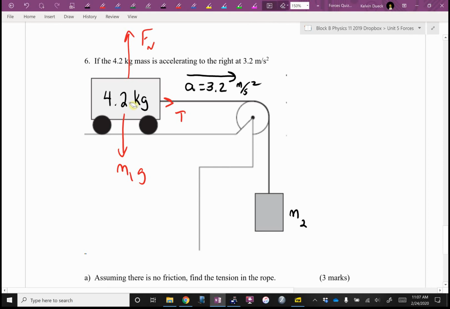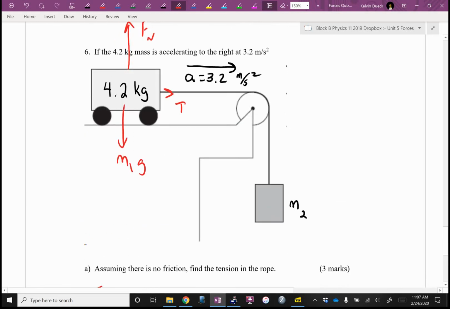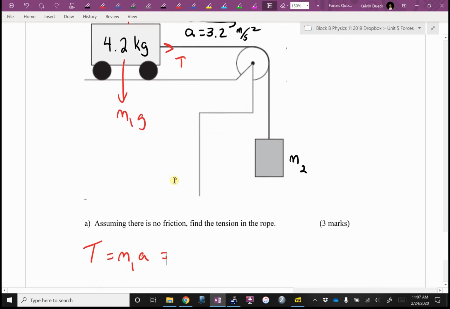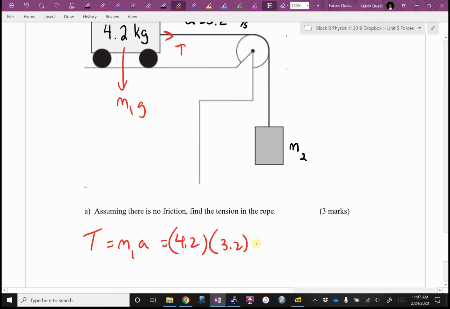So which way is the 4.6 accelerating, Jimmy, my friend? So which force must be winning? Which force is pointing to the right? Which force is losing? Trick question. Nothing. So it says find the tension in the rope. Tension equals M1A. This is kind of nice. I don't have to do much fancy. I can get the tension by itself. It's going to be M1, 4.2, times 3.2.